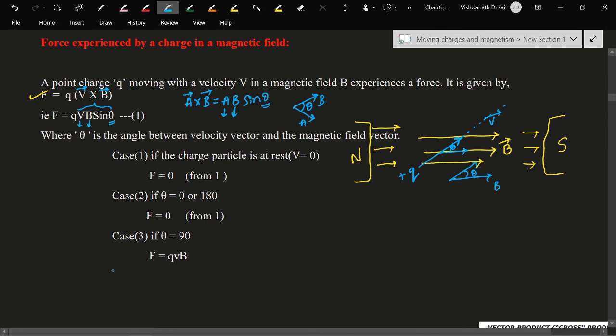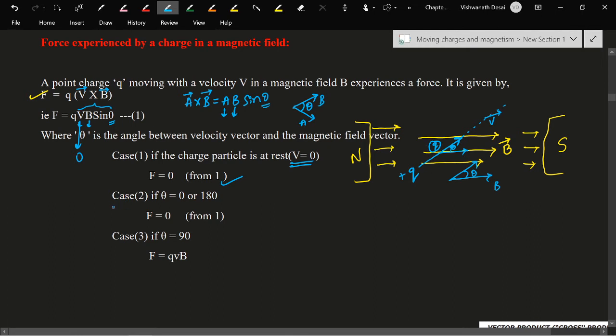And these are the 3 cases. Case 1: if the charge is stationary, what is its velocity? The velocity of the charge is 0. So in equation 1, the velocity becomes 0, and then the force also becomes 0. That means a stationary charge does not experience any force.